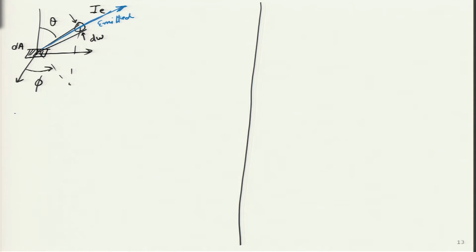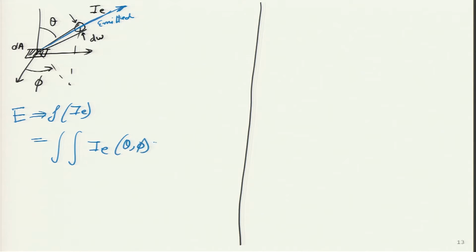And based on this, we could correlate capital E with a function of I E. And what was that function? It turned out to be I E theta phi cos theta sin theta d theta d phi, and for the hemisphere our theta goes from 0 to pi by 2, then phi goes from 0 to 2 pi over here, and this is the value of E, which is the emissive power.